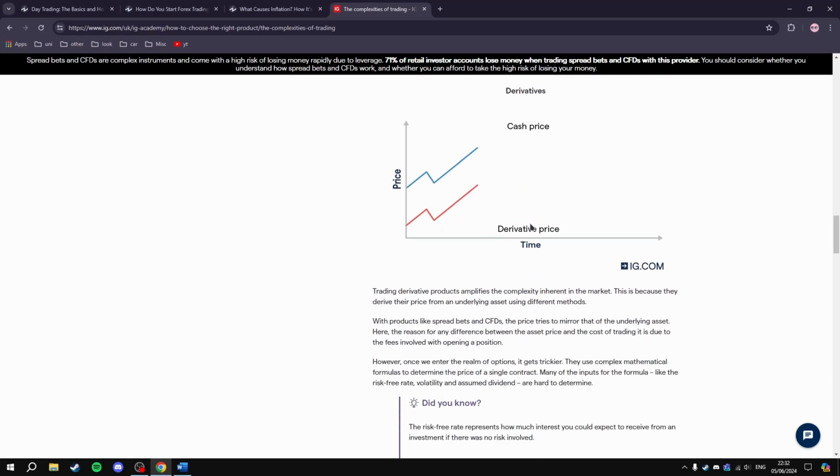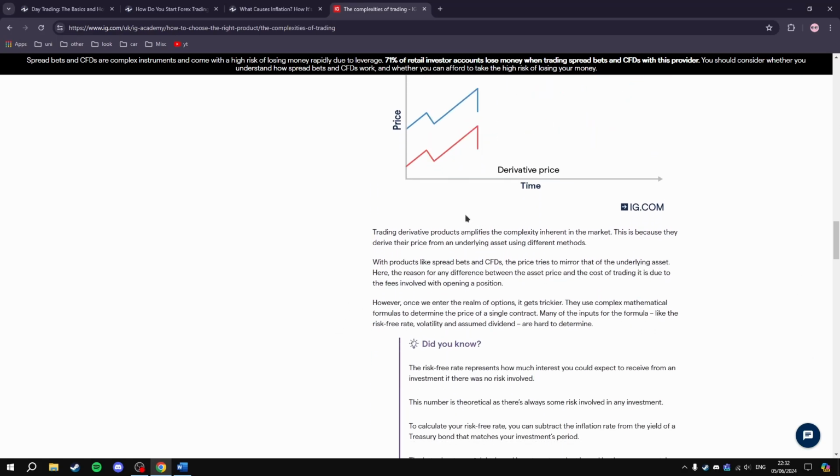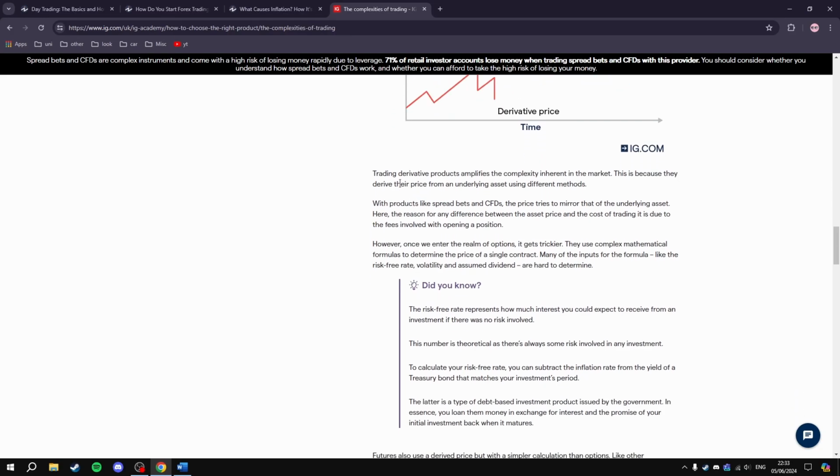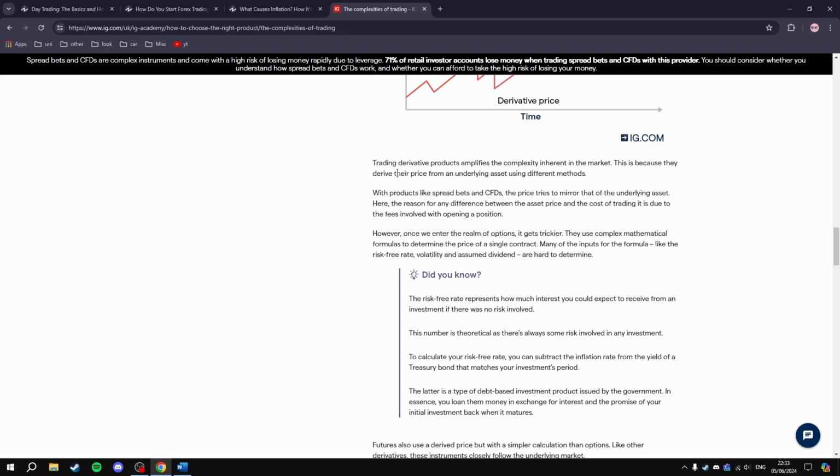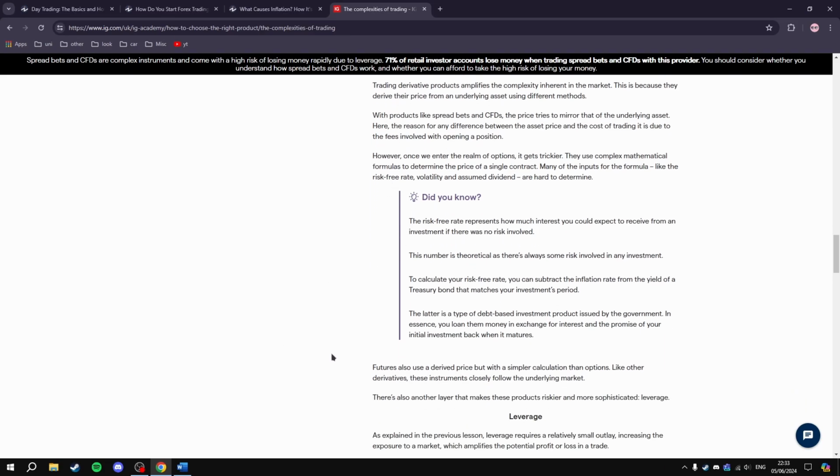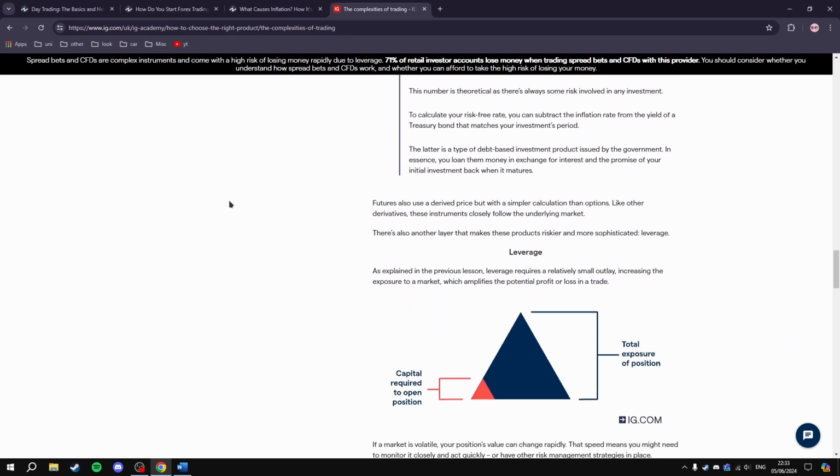And then we've got derivatives. Basically, trading derivative products amplifies the complexity inherent in the market. This is because they derive their price from an underlying asset using different methods. With products like spread bets and CFDs, the price tries to mirror that of the underlying asset. However, once we enter the realm of options, it gets trickier because they use complex mathematical formulas to determine the price of a single contract, and many of the inputs for the formula are hard to determine.